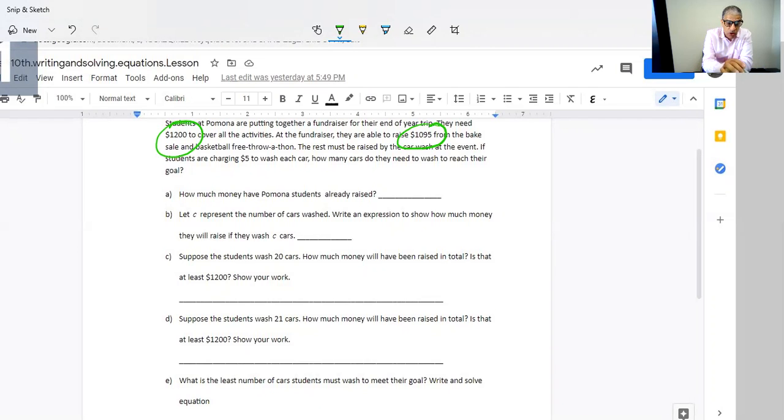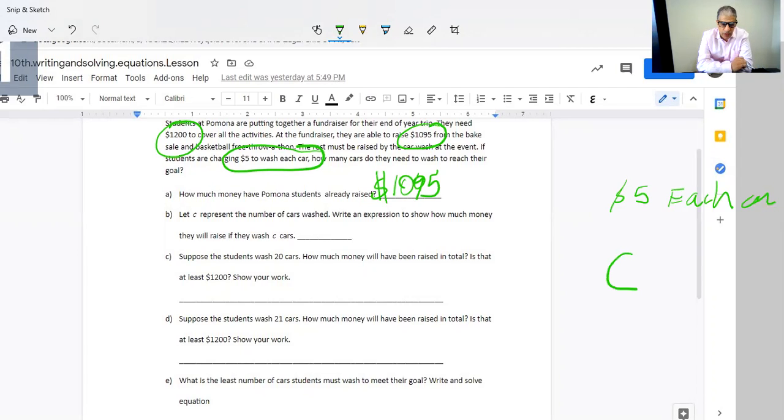And they decided to wash cars, and they get paid $5 for each car. So $5 each car they wash, and they want to raise $1,200 in total. Okay. So how much money have Pomona students raised already? They have raised 1,095. Okay, so that's simple. So they say for B, let's see, represent the number of cars washed. Write an expression to show how much money they will raise if they wash C cars.